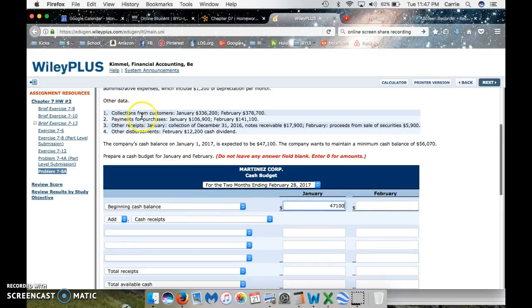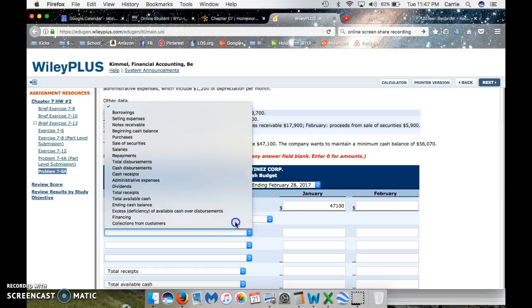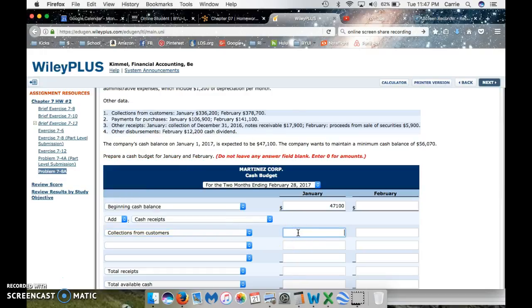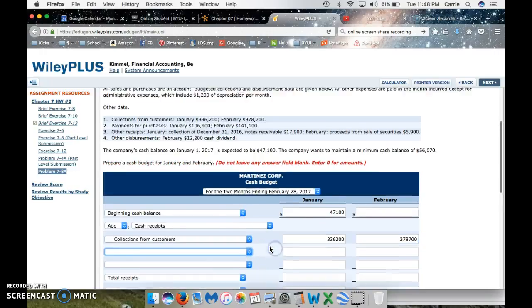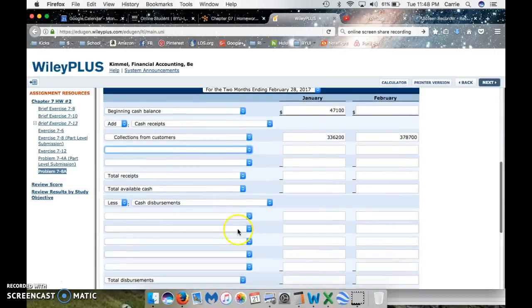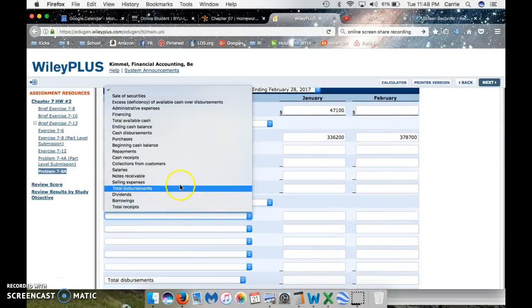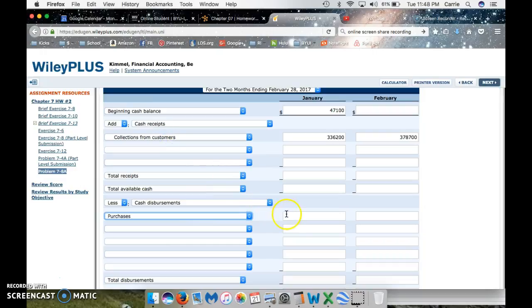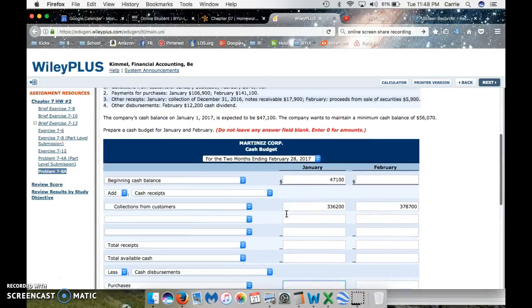All right, number 1, collections from customers. Okay, collections from customers. So in January we had $336,200. In February, I hope you guys can read my mind because I'm not sure the words coming out of my mouth are going to make sense. Let's see, then what do we have next? We have payments for purchases. Okay, so we purchased some stuff. There we go. All right, what were the purchases?